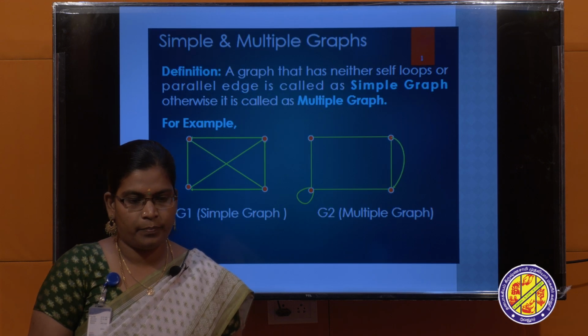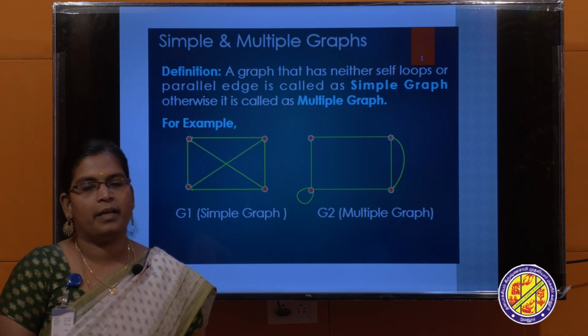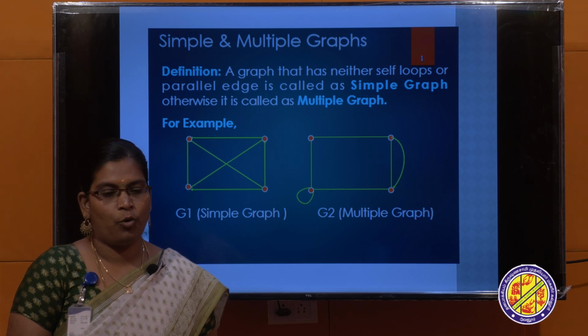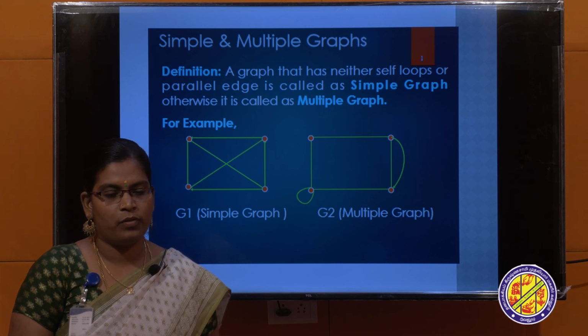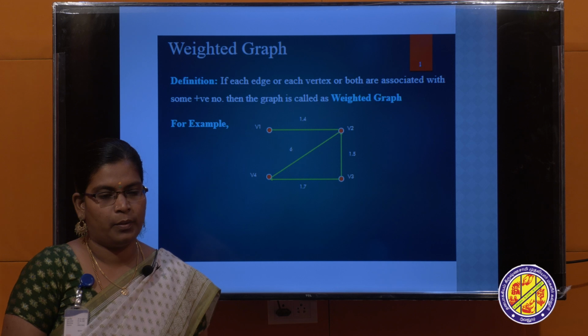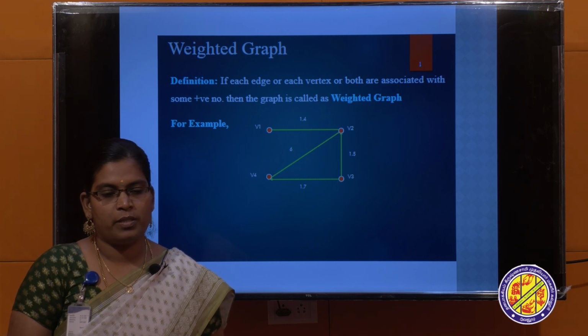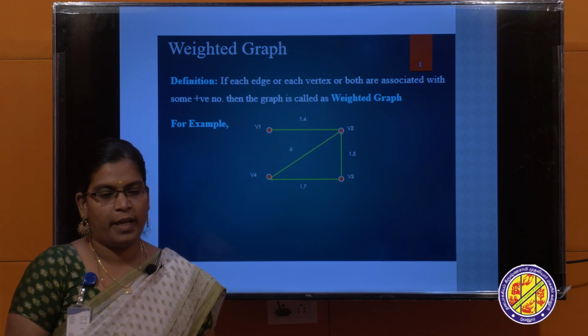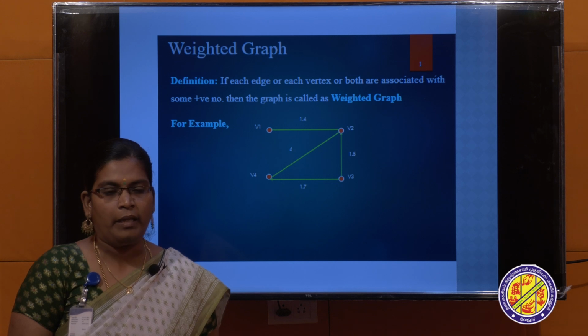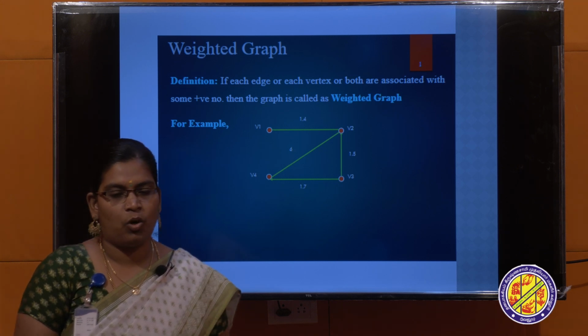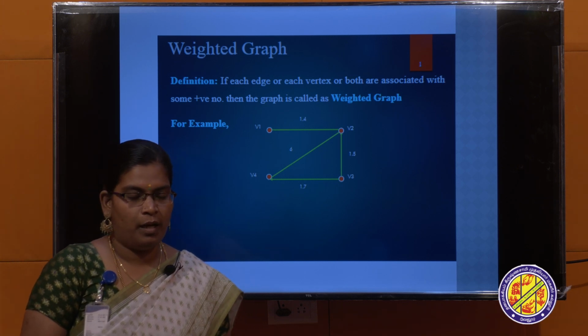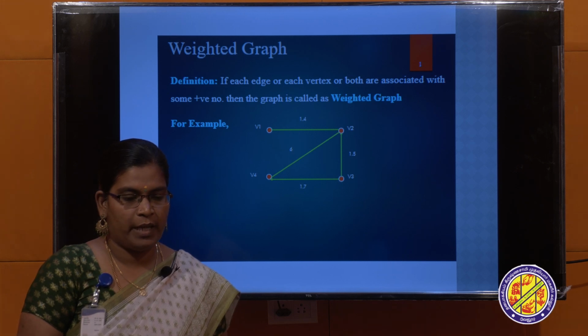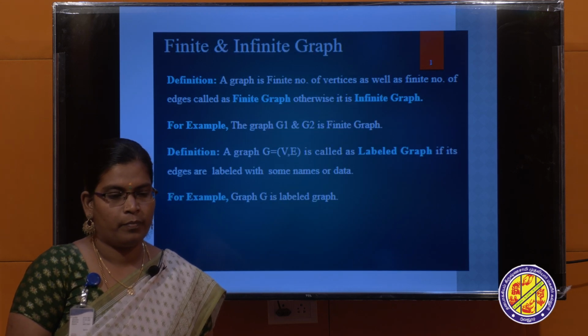So next, simple and multiple graphs. A graph that has neither self loops nor parallel edges is called a simple graph, otherwise it is called a multiple graph. Weighted graph: if each edge or vertex is labeled with some positive number as a weight, it is called a weighted graph. So here the edge V1, V2 is labeled as 1.4.